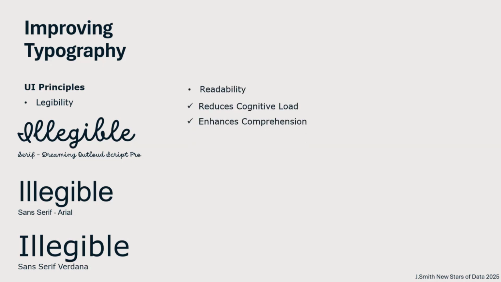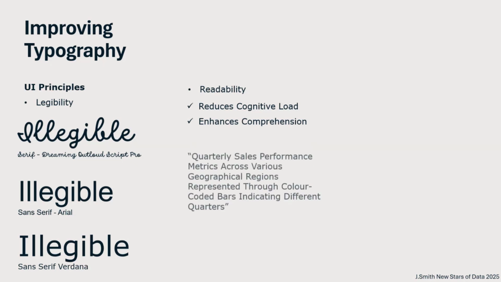And then we have readability, which refers to how easily and comfortably a block of text can be read and understood. So it encompasses legibility, but also includes other factors such as sentence structure, word choices, and overall layout. High readability ensures that users can quickly and easily comprehend the information being presented. So it will help to reduce cognitive load, and it will enhance comprehension.